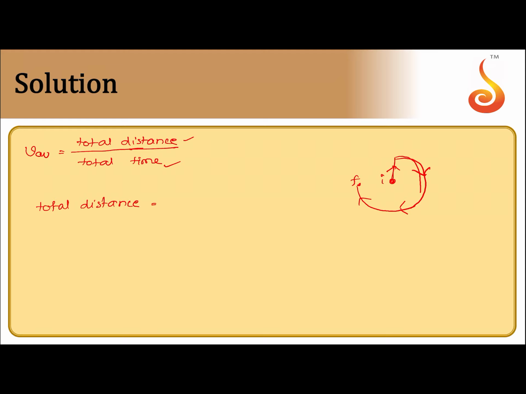The student starts from I. First he travels a distance which is equal to radius. Is that correct? So from this point to this point, the distance he travels is equal to radius. Then he covers 3/4 of the circle. So 3/4 of the circumference. So it becomes r plus 3 pi r divided by 2. This is the total distance traveled.